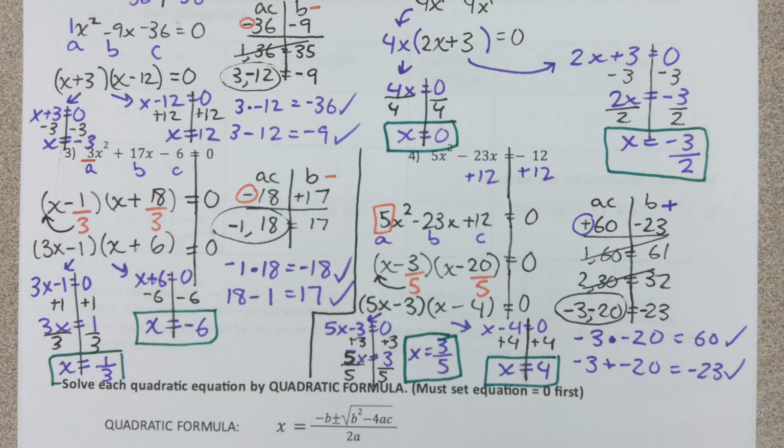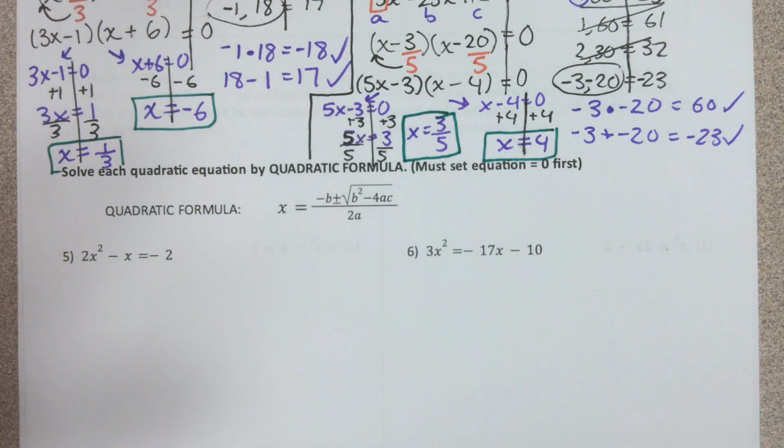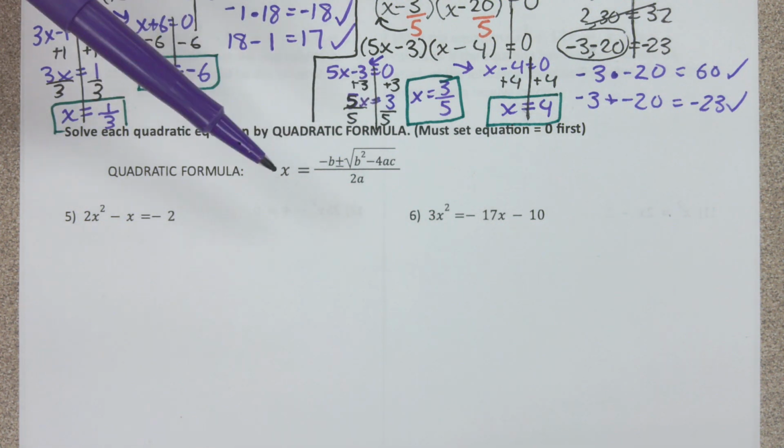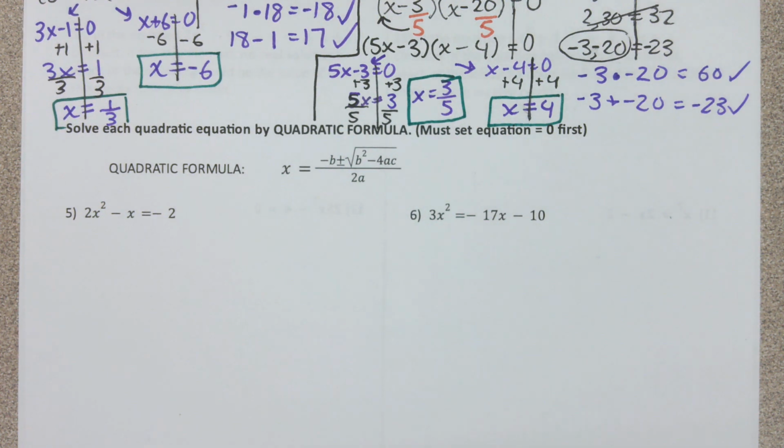All right. From here, 5 and 6, we're going to put away the factoring for now because now we have to use the quadratic formula. They tell us to. So they give us the quadratic formula here. This will be given on the test as well. So again, you don't have to memorize it. You just have to know how to use it.